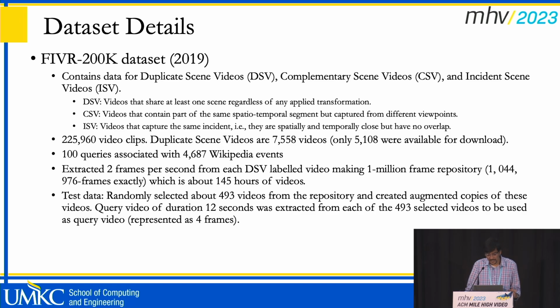And for the testing, currently we take about 493 videos from the same repository, and we create augmented copies of the video. We add noise, we add blur, we change the saturation, we do flipping. These kinds of augmentations we do to dodge the system.